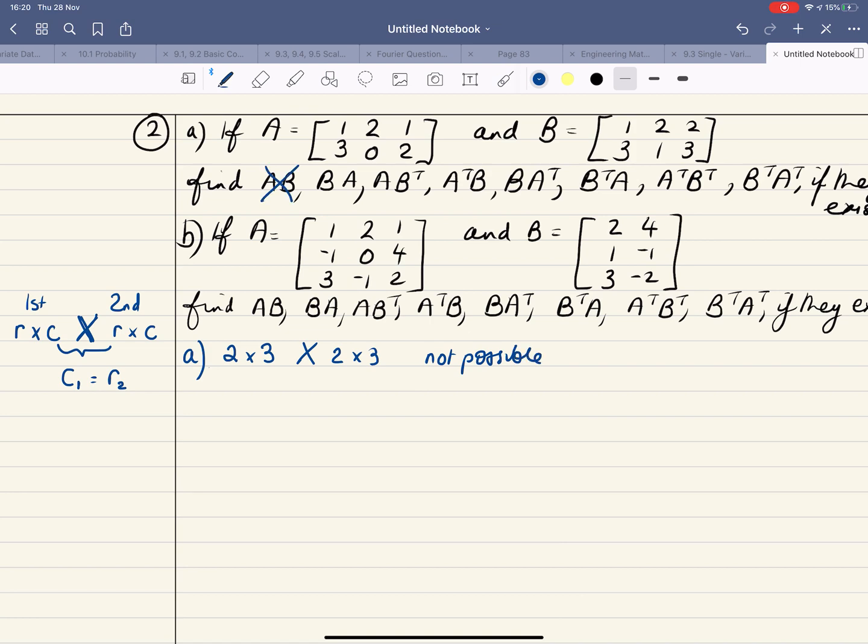So that one's not possible. BA, let me get this. Right, so AB, so it's 2 rows, 3 columns, multiplied by 2 rows, 3 columns. So it's not possible because the 3 is not the same as the 2. So the next one, BA, so it's 2 rows, 3 columns, it's going to be the same as the other one. 2 rows, 3 columns, not possible.